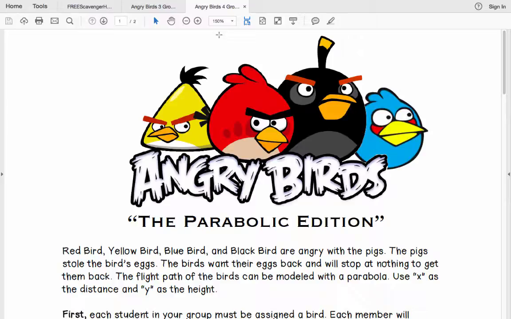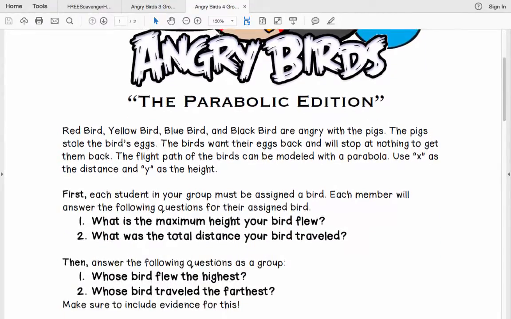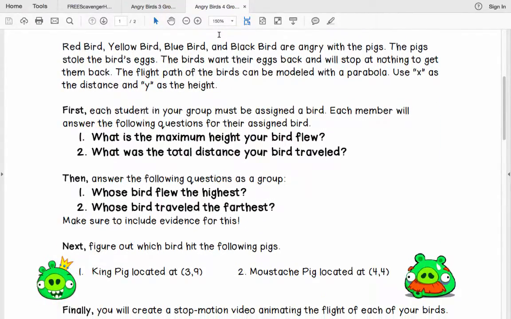So we're going to graph the flight of our birds, and we're going to use x as the distance and y as the height. You have multiple parts to this project. The first part is individual. You have your paper that has your bird on it, and it has the equation, either in standard form or vertex form, that models the flight of your bird.